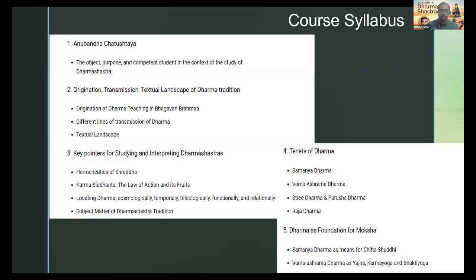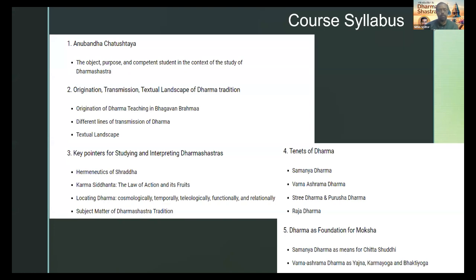Instead, we will study what our own textual tradition tells us about the origination, the composition, and then the transmission of the Dharmaśāstra tradition, the Dharmaśāstra Vidyasthana, and the textual landscape, just an overview of that. And then, as I mentioned earlier, we will also study how to approach the study of Dharmaśāstra. So some key pointers towards this.